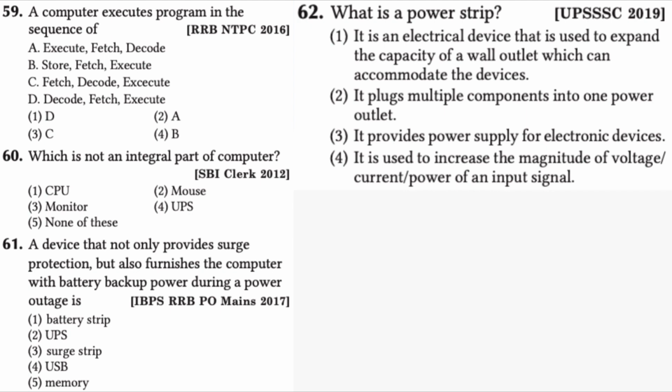Lastly, question 62. What is a power strip? Here, the correct answer is 2. It plugs multiple components into one power outlet. A power strip is an electrical device that allows multiple electronic components to be plugged into a single power outlet, offering convenience and efficient use of power resources.